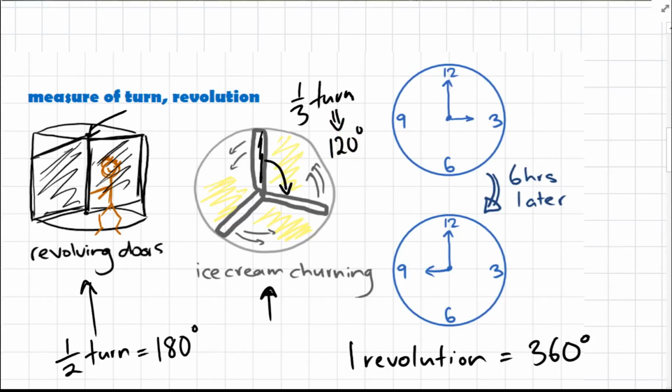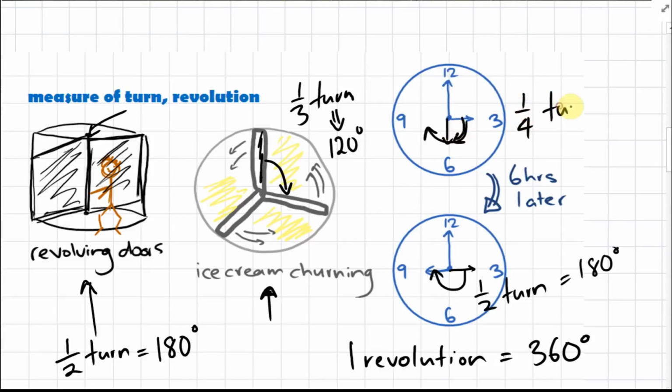If we're looking at a clock and we're looking at the movement of the small hand from 3 o'clock to 9 o'clock, 6 hours later, that small hand has moved through a half turn. So a half turn would be, we know, 180 degrees. If I'm looking at, say, from 3 o'clock to 6 o'clock, of course that would be a quarter turn. Now a quarter turn is equal to 90 degrees. So angles are a measure of turn.